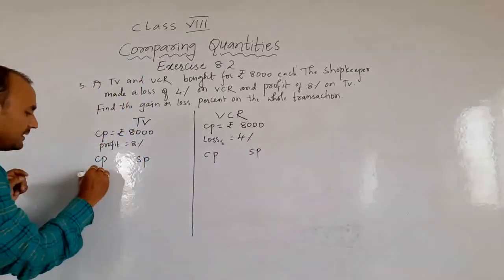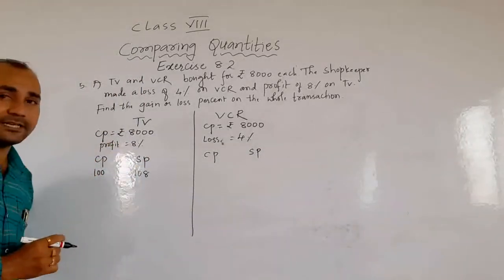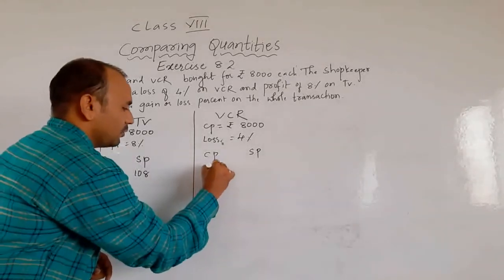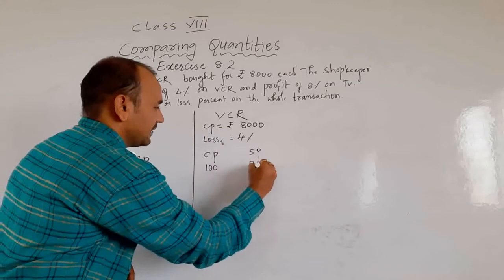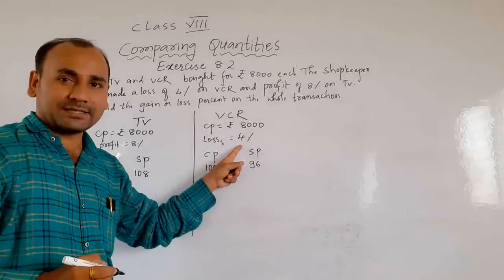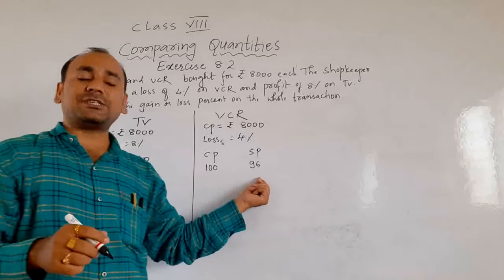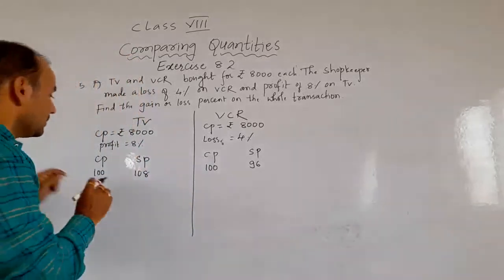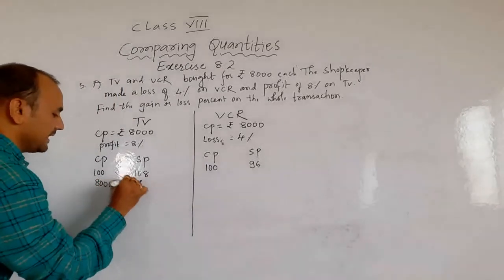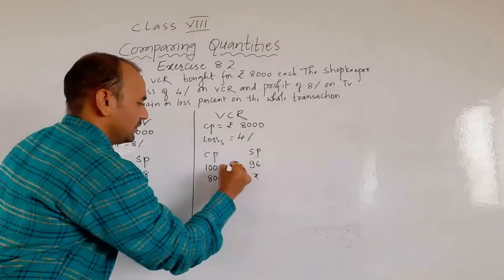If the cost price is 100, then the selling price will be 108 rupees here because this is a profit of 8%. And here, cost price is rupees 100 means the selling price will be 96 rupees because here loss is 4%. Means if he purchases for 100 rupees, he should sell it for 96 rupees only. So now here cost price is 8,000 rupees, then selling price we don't know, that is x, cross multiply. This cost price is 100 and selling price we don't know.